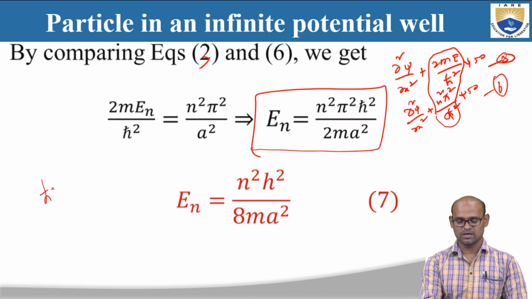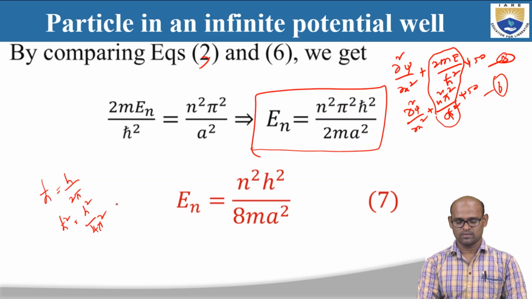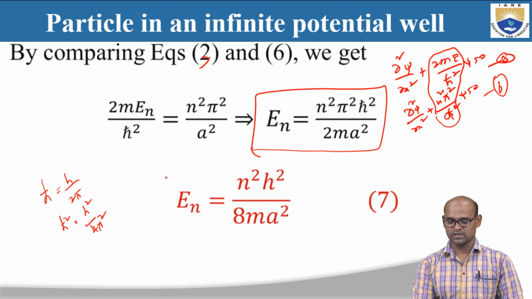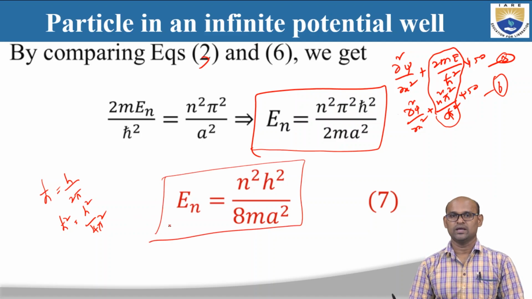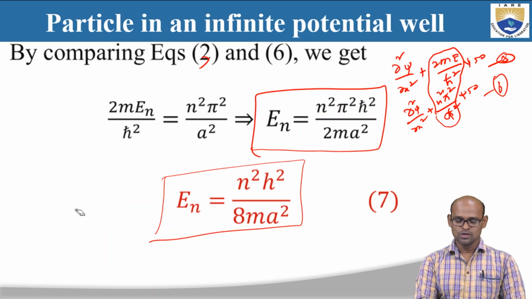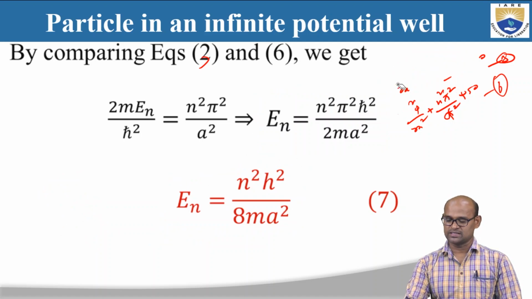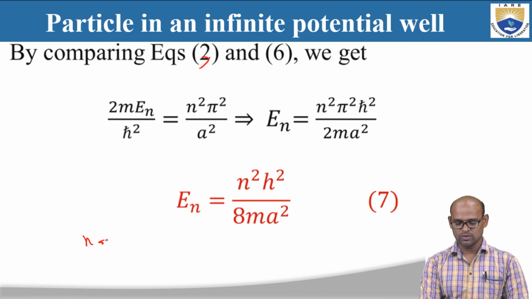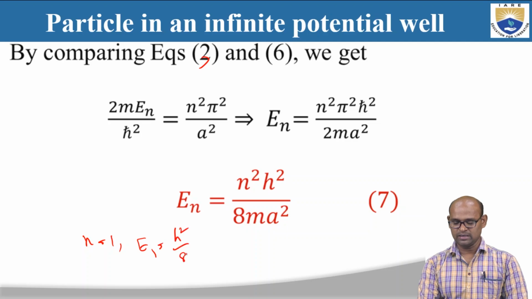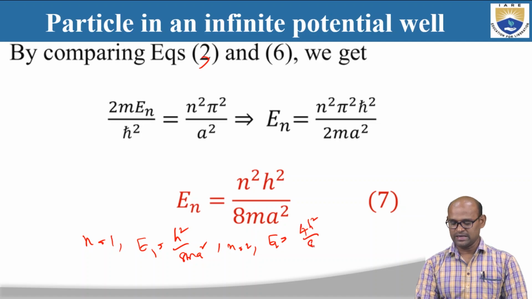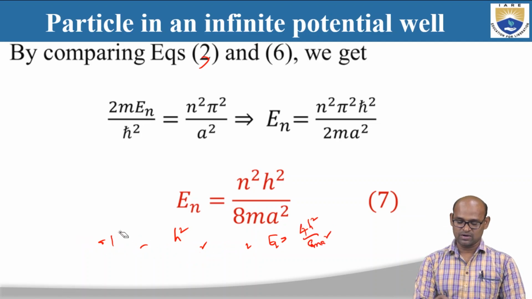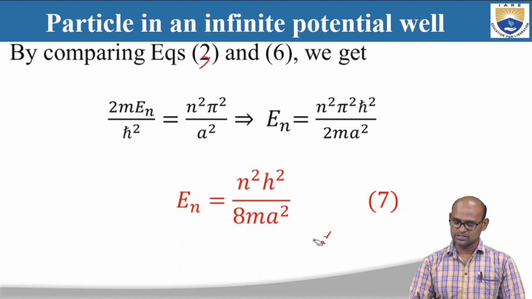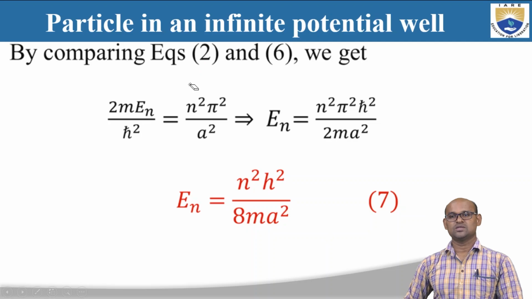h cut is nothing but h by 2 pi, or h cut square is nothing but h square by 4 pi square. By substituting that, pi will cancel out, and we will get n square h square by 8m a square. So now the energies of the particle are discretized because these energies are not continuous. By taking n is equal to 1, we get E1, which is h square by 8m a square. By taking n is equal to 2, we get E2, which is 4h square by 8m a square. So the energies of a particle trapped in an infinite potential well are quantized. That is what we have proved.